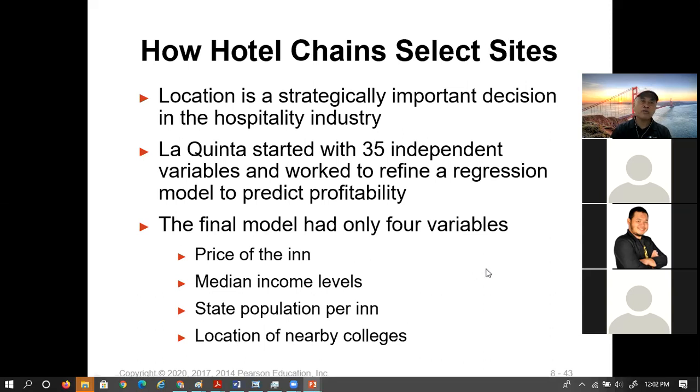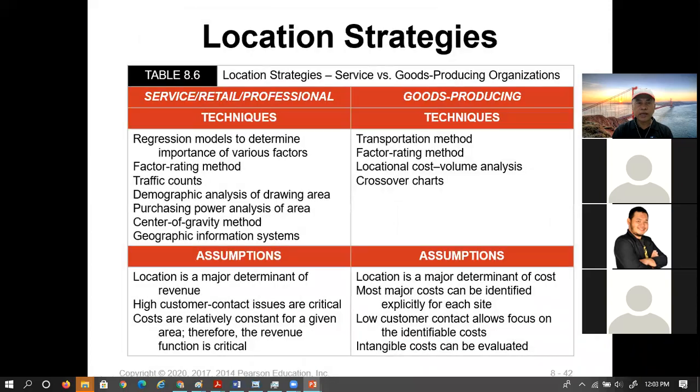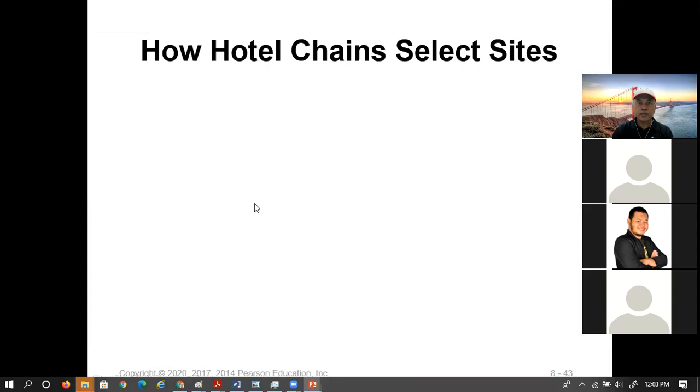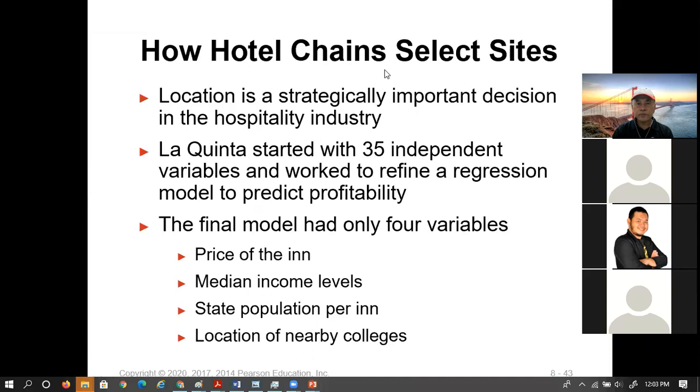This is an example of how a hotel chain selects a site. La Quinta started with 35 independent variables, like for the rating, the factor rating method. So there are 35 independent variables. From the 35 independent variables, finally, the final model only depends on 4 variables that very significantly affect the business.